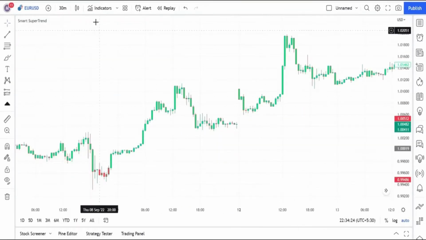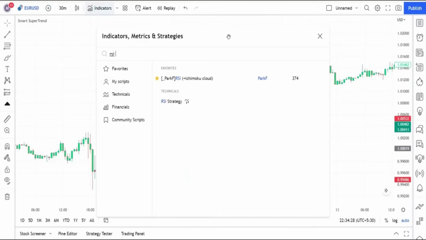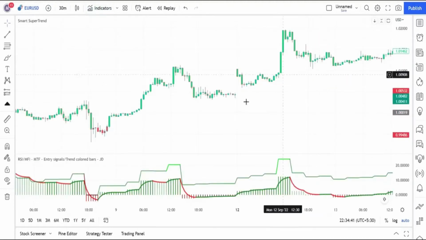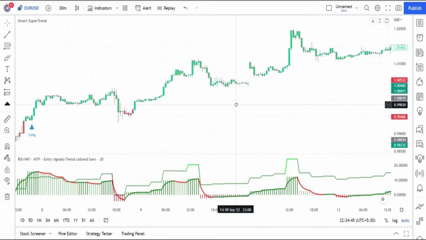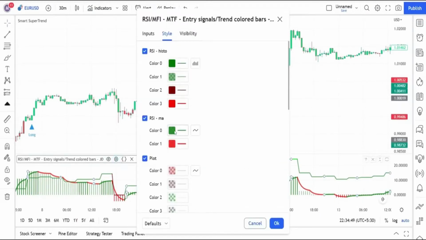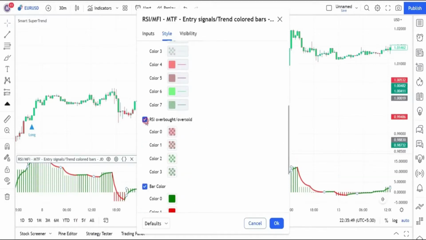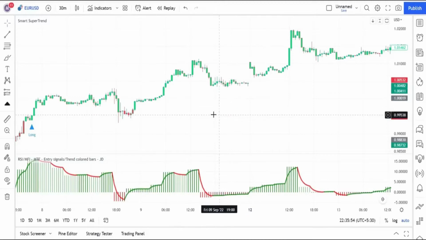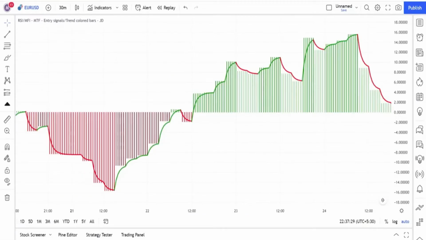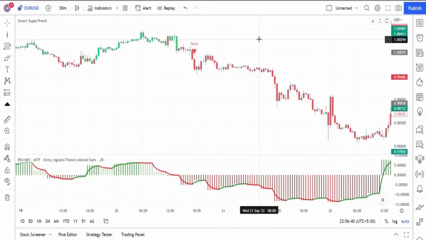So again, click on the indicators and type, RSI Histo Entry JD. Click on this one. This is how the second indicator looks on the chart. Now click on the indicator settings. Disable all options, except for RSI Histo and RSI MA. Whenever the histogram of this indicator is green, the long signal is confirmed. And whenever the histogram is red, the short signal is confirmed.